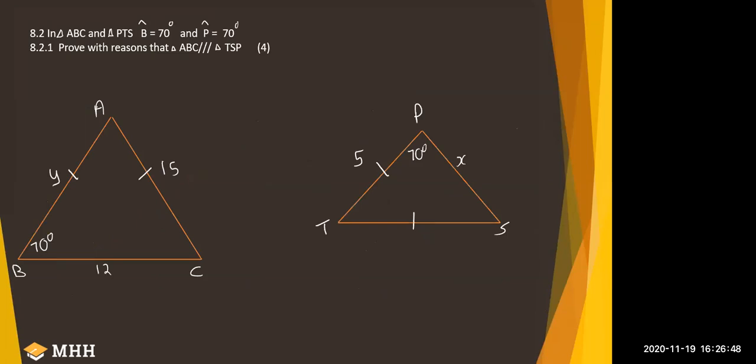Okay, with this one, in triangle ABC and triangle PTS, angle B is 70 and angle P is 70. And the question says, prove that the two triangles are similar. So what do we know? We know if two triangles are similar, we are trying to find two angles only.